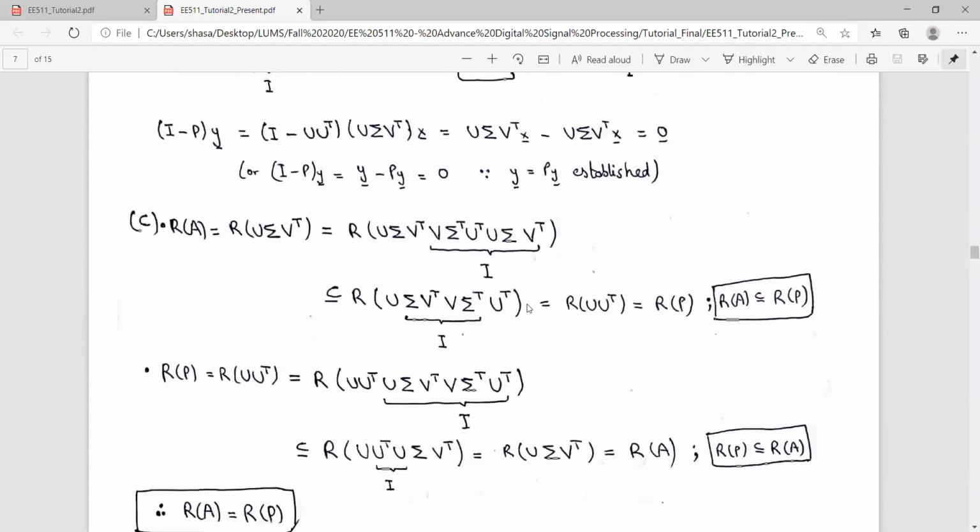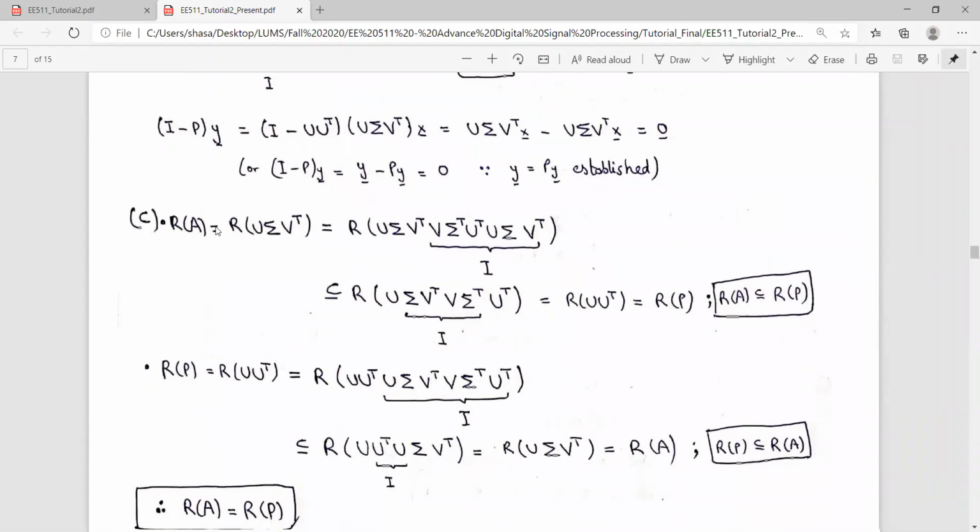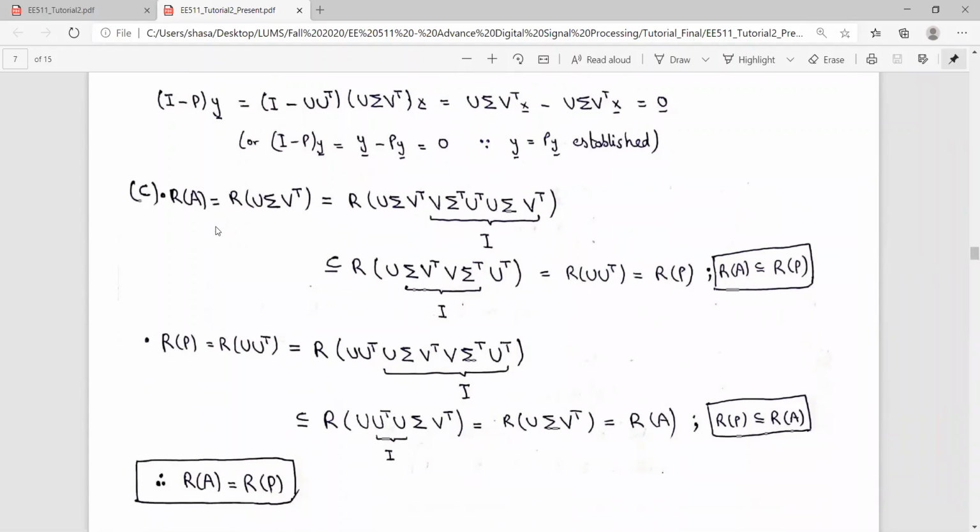Right, so now we have to show that the range space of A is equal to range space of P. And here things get a bit interesting. As we have seen in previous tutorial and otherwise, to show the exact equality, if we are going in a step-by-step manner, first we can show that range space of A is a subspace of range space of P, and then show that the reverse relation also holds, that range space of P is a subspace of range space of A, and these two things can only be valid when range space of A is equal to range space of P.